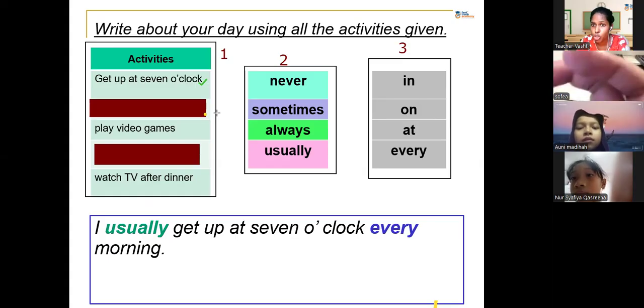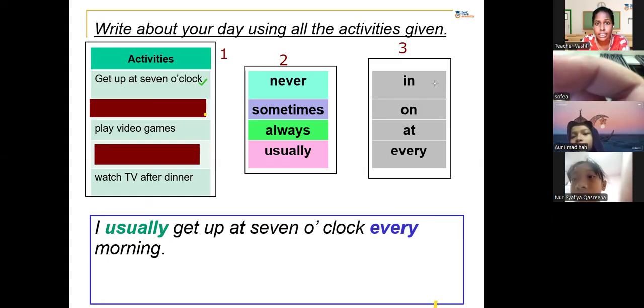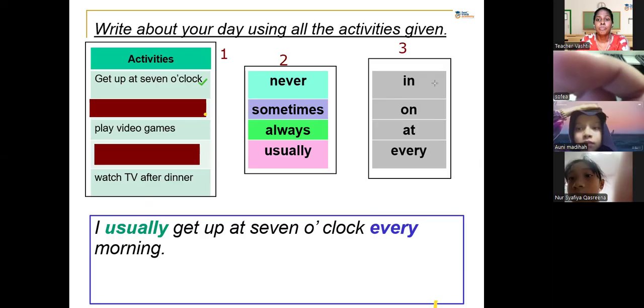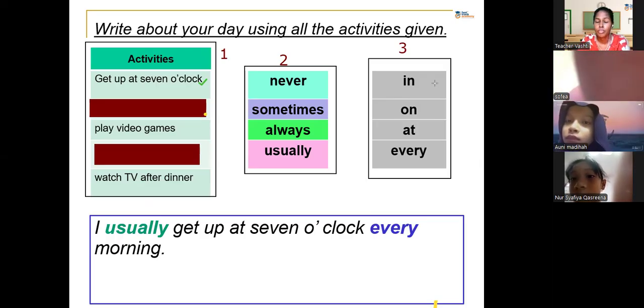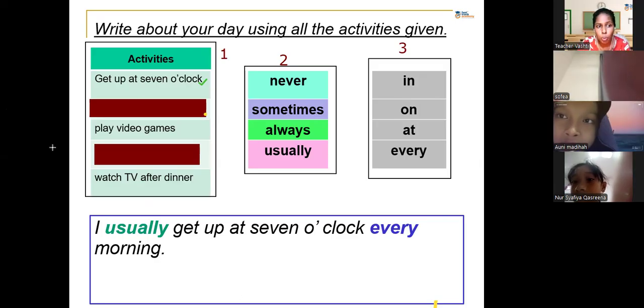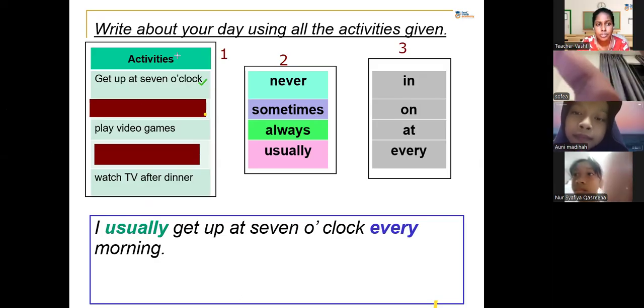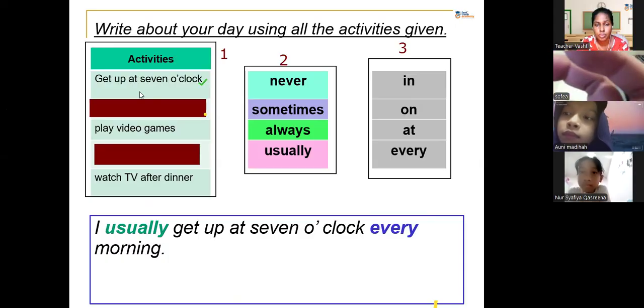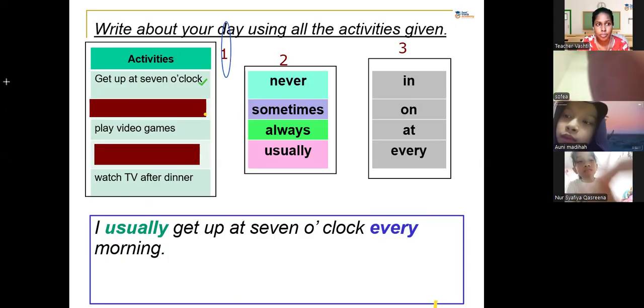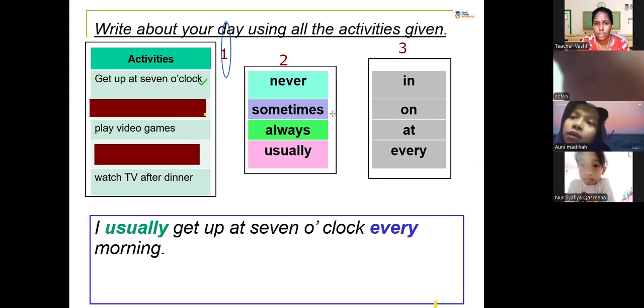Write it in the chat box, or you can also write it in your book. But you must use all 1, 2 and 3, ya. Mesti guna. One, 2, 3.